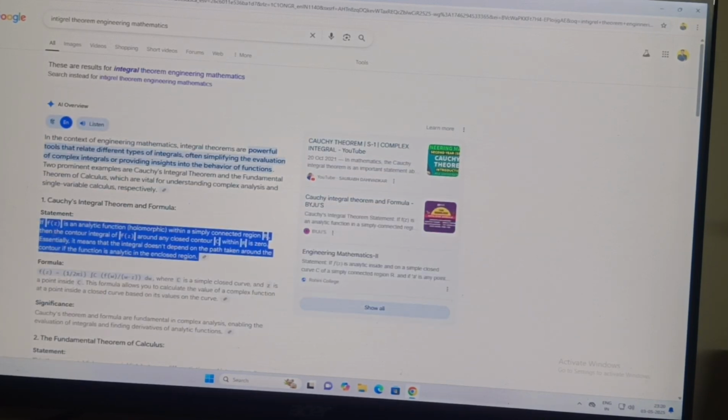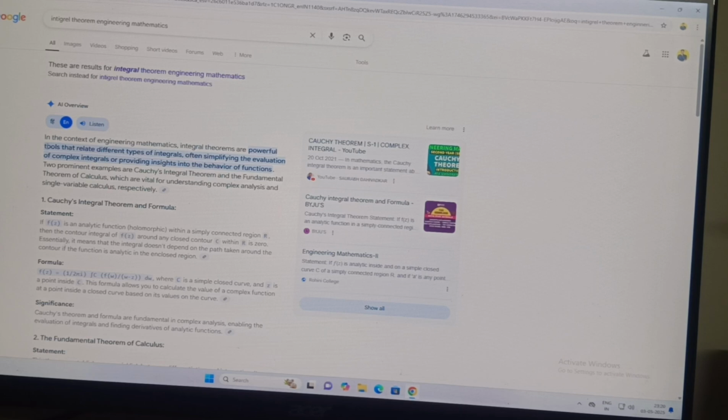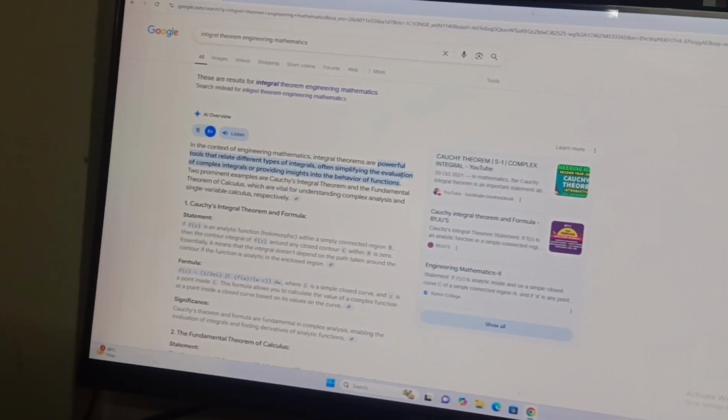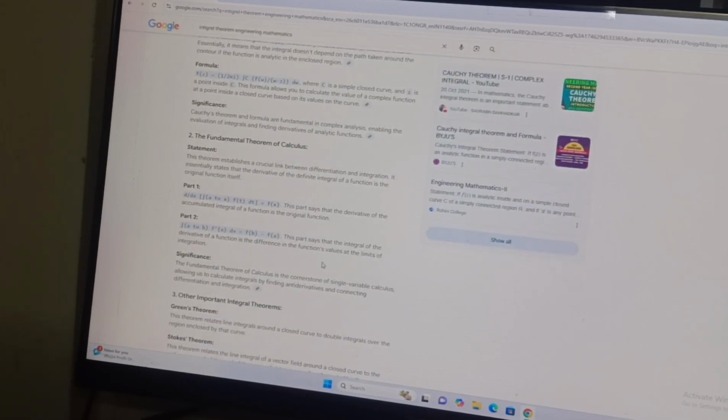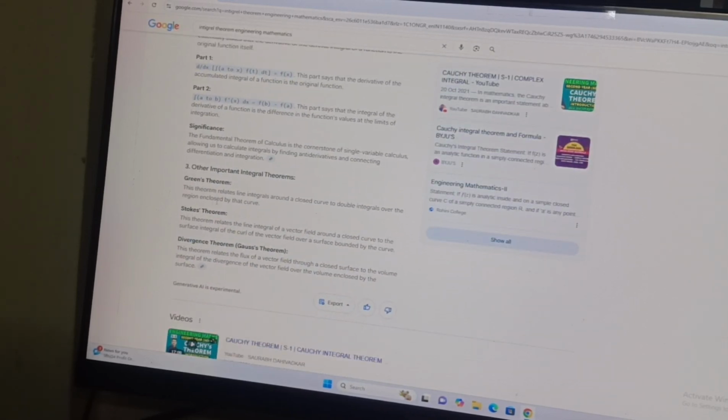So we can see the statement: if f is an analytic function, holomorphic within a simply connected region, then the contour integral of f(z) around a closed loop is zero. In the context of engineering mathematics, the integral theorem is a powerful tool that relates different types of integrals, often simplifying the evaluation of complex integrals and providing insight into the behavior of functions. Under this comes the Cauchy integral theorem and formula, which I have discussed with you. Under this also come Green's theorem and Stokes theorem, which I have discussed many times before.